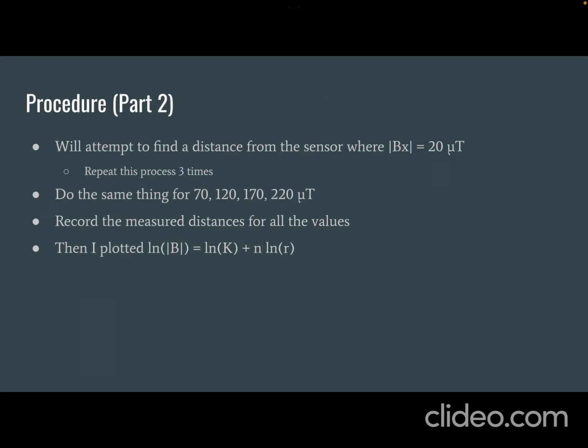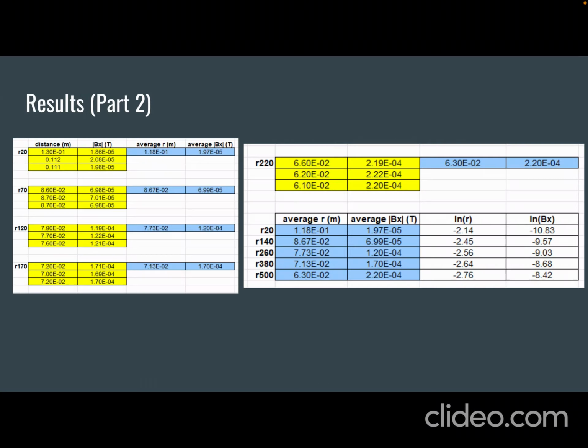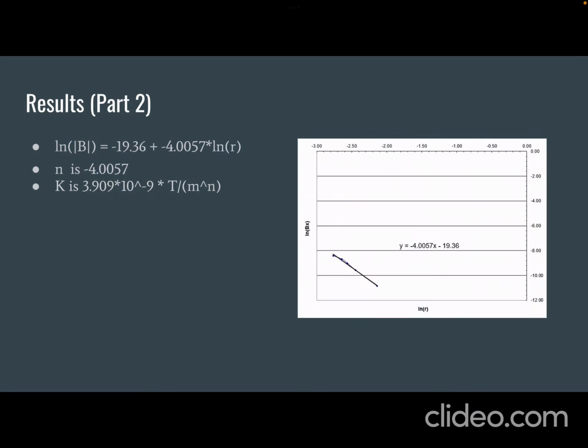So for part two, we tried to find the distances away from the sensor where the magnetic field's x component was 20 microteslas, and we repeated this 3 times, and did it for 70 and 220 microteslas too, and recorded the distances and then plotted the graph. So here are the recorded distances and the magnetic fields we got. And then we recorded the natural logs of distances and magnetic fields and plotted it.